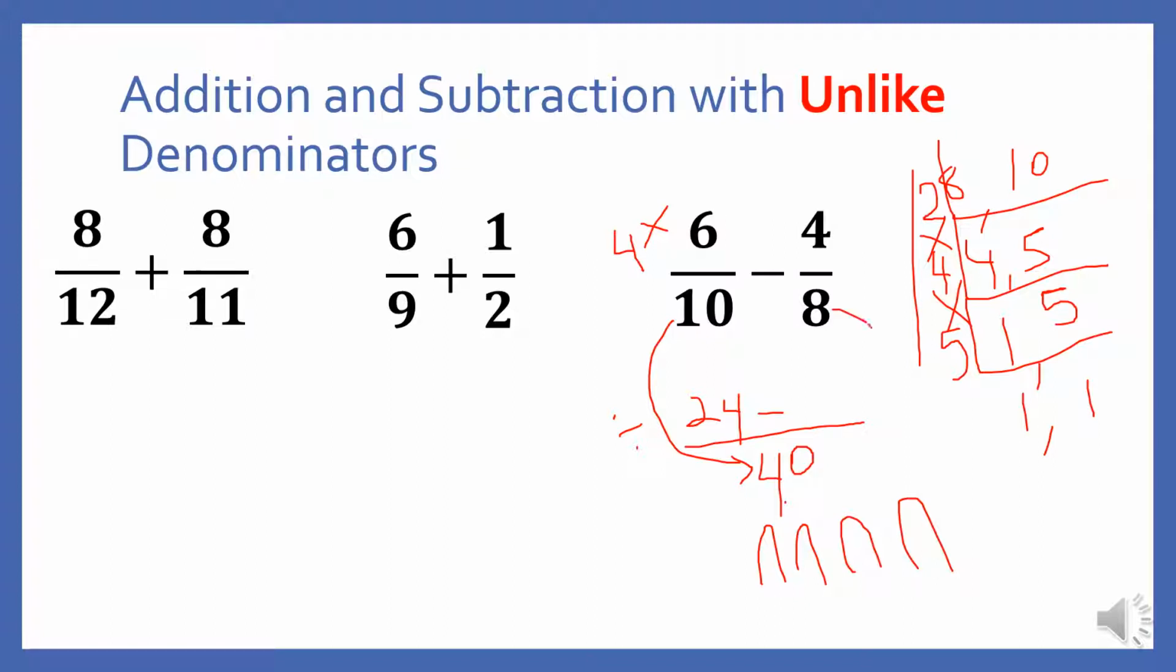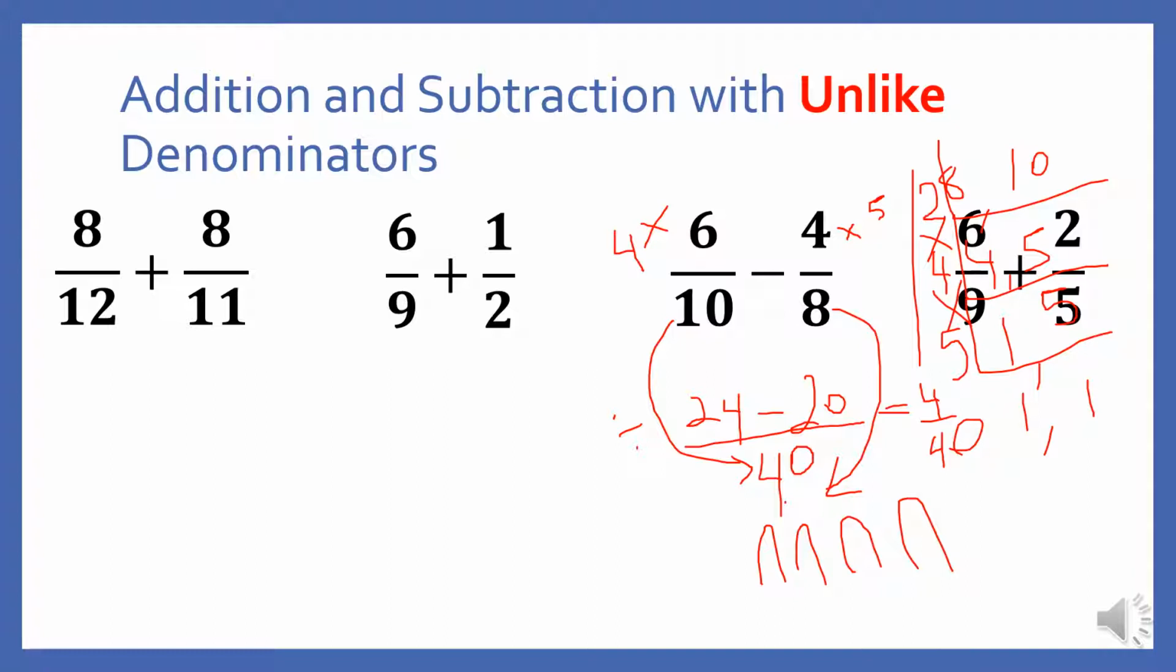8 into 40. 8 can go into 40 how many times? We can count in 8s until we get to 40. We're going to get 5. 5 multiplied by 4 is how much? We're going to get 20. Now we're going to subtract 24, take away 20 is going to give us 4 over 40. And this is our answer. In this tutorial, we're not going to focus on reducing fractions. I'm just going to show you how to add and how to subtract them.